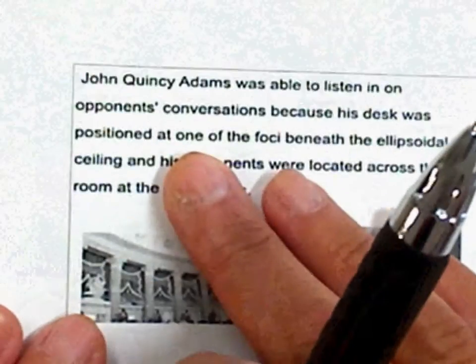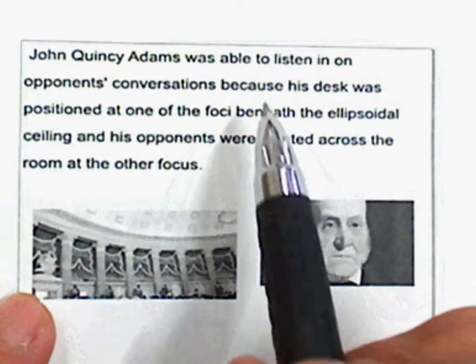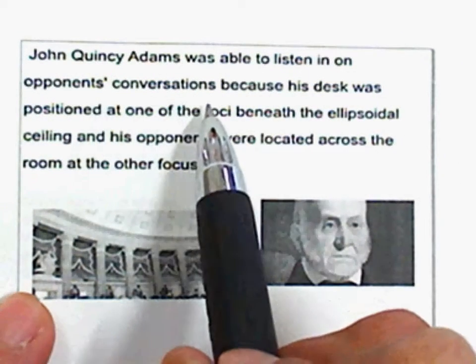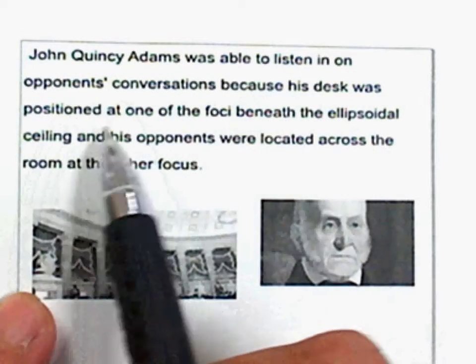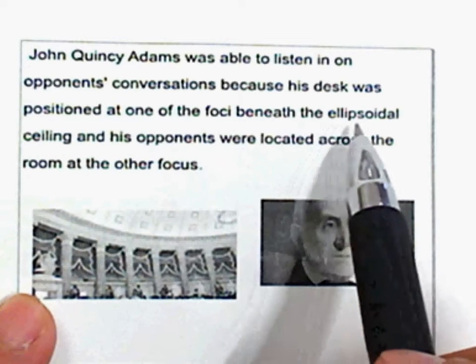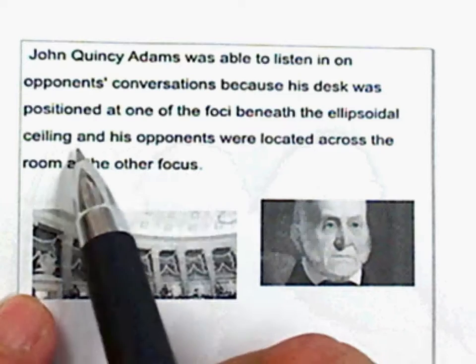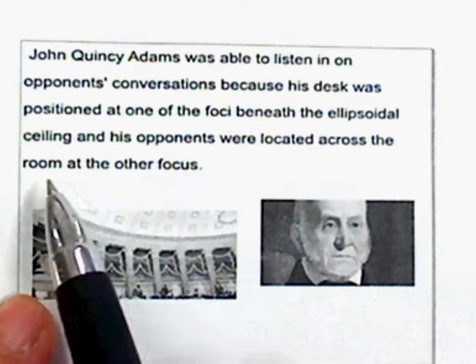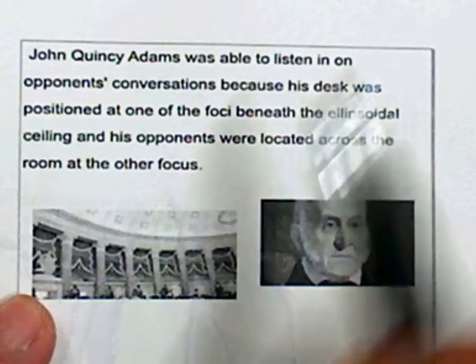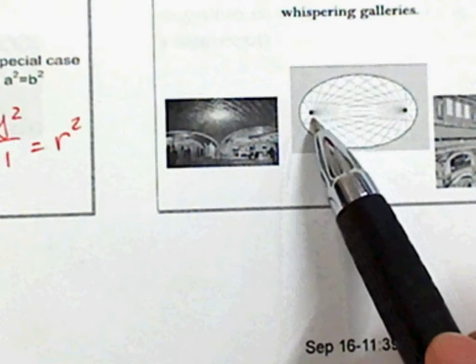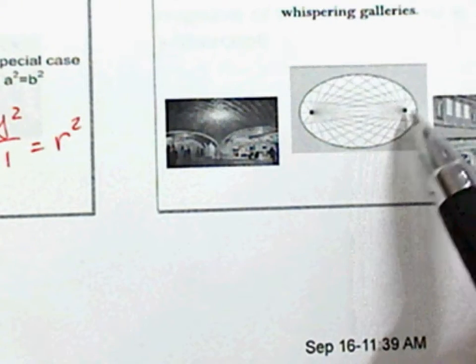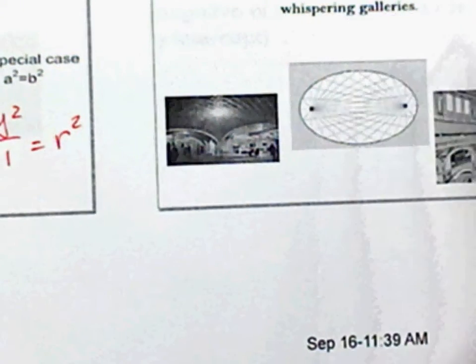John Quincy Adams was able to listen in on opponents' conversations because his desk was positioned at one of the foci beneath the oval, ellipsoidal ceiling, and his opponents were located across the room at the other focus. So, like this one, he's sitting right here. Here's his opponent, and he can hear everything because of the shape of the dome.